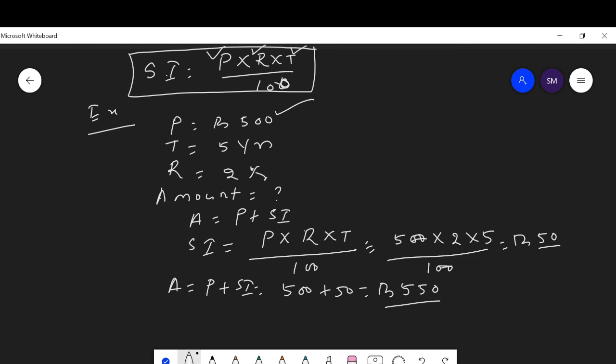I also discuss some examples here. Then the next example says: simple interest on a sum of money at the end of 5 years is 4 upon 5 of the sum itself. Find the rate of interest. Here in this question we have to find out simple interest on a sum of money. We don't know what the principal is. Let the principal be P.